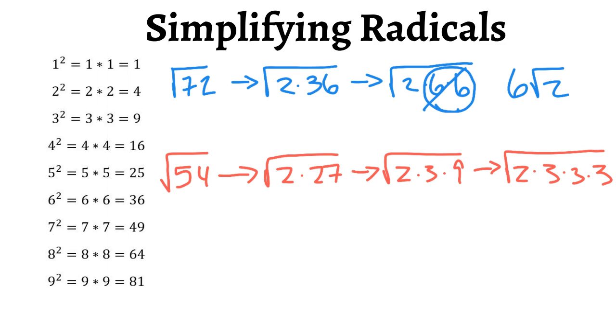Since I can't break anything further, I start looking for my pairs. I have 1 pair of 3's right here. That number will come out, and on the inside, I have 2 times 3, which is 6. So square root of 54 is the same thing as saying 3 radical 6.